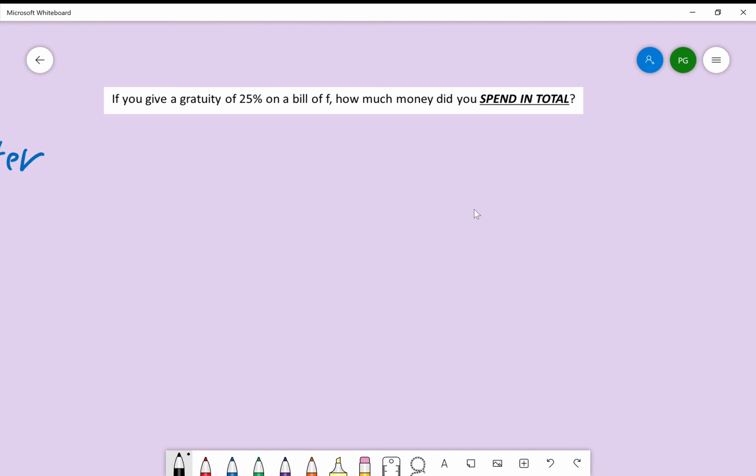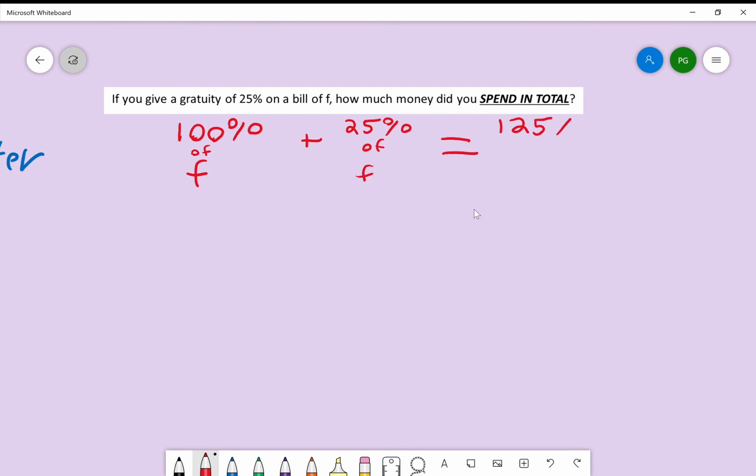When you went to the restaurant, you paid F dollars for your food. That is 100% of the cost, right? Now on top of that, you added 25% of F that you gave the waiter, right? Well, hold on, let's just add these together. Simple math. 100 plus 25 is 125% of F. Huh.